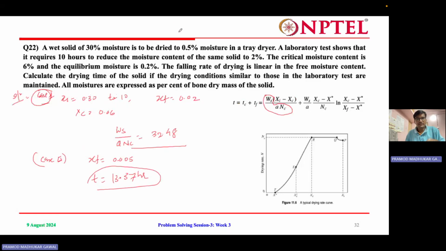So this means here are the two cases. First we have to calculate for 30% to 2%, so we will get these terms. After that, in the second case, we have to calculate the time required to reach 0.5% moisture. So the time required here is 13.37 hours.